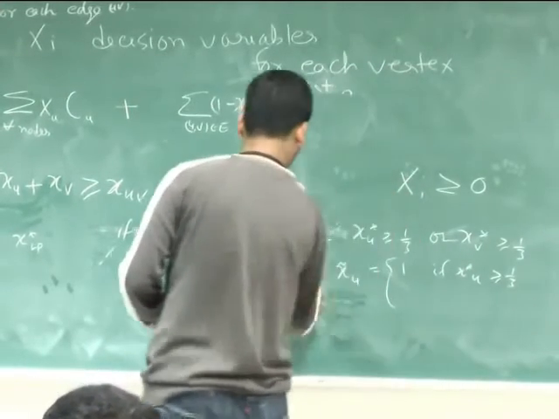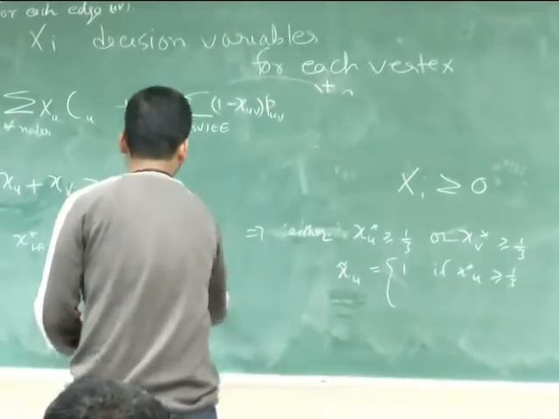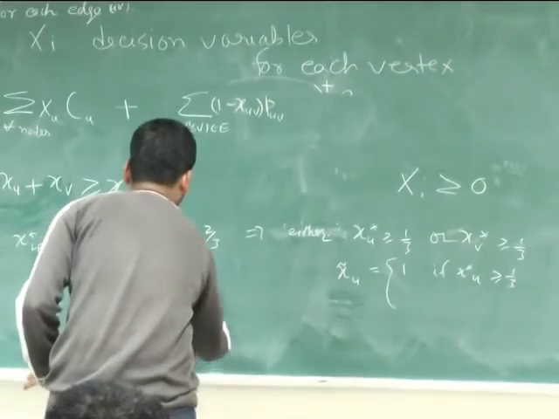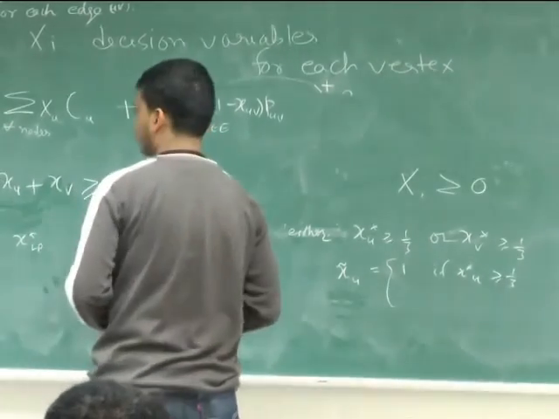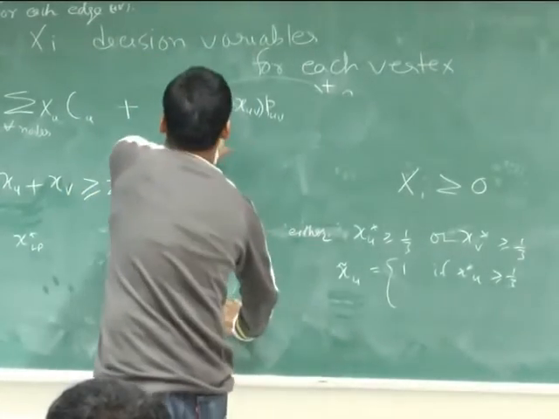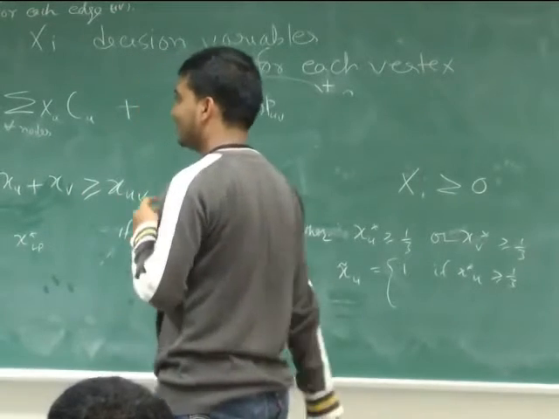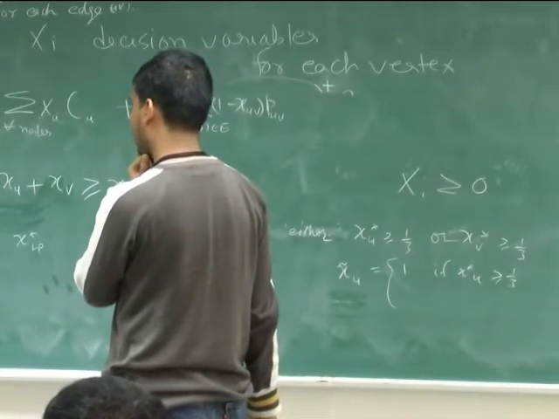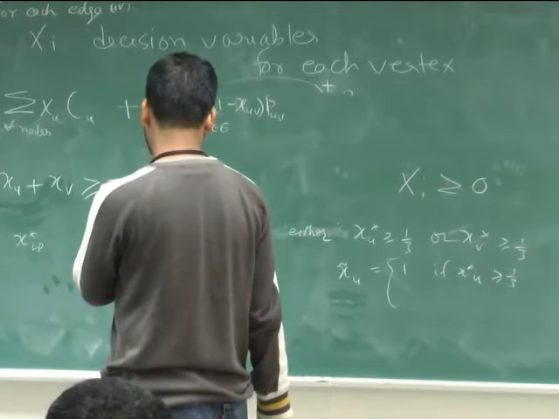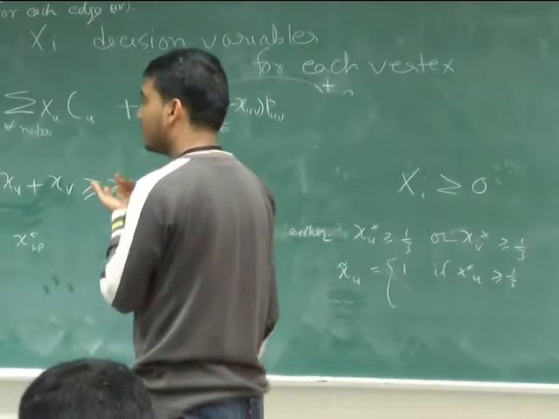You're almost there, just finish it properly. If this is true, then make XUV tilde to be 0? It's 2/3 you want to make it 1. Okay. So if X star UV is greater than or equal to 2/3, XUV tilde is 1, otherwise it'll be 0, right?